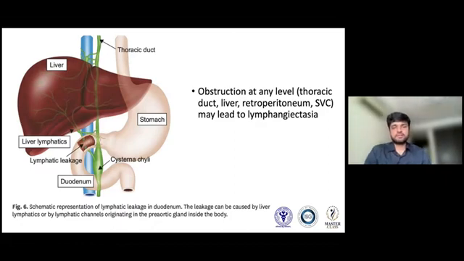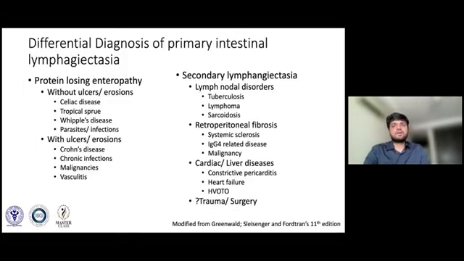So further, when we talk about secondary lymphangiectasia, obstruction at any level in the lymphatic pathway can lead to lymphangiectasia. Dr. Deva will be talking a bit more in detail about this in his slides. So again, primary intestinal lymphangiectasia is believed to be a rare disorder, and a large number of disorders can present with one of the key manifestations, either protein losing enteropathy or secondary lymphangiectasia. The protein losing enteropathy may be without ulcers or with ulcers, and there's a wide list of differentials there. And secondary lymphangiectasia may occur due to obstruction anywhere along the pathway, which may include lymph nodal disorders, retroperitoneal fibrosis, cardiac or liver diseases, and rarely trauma or surgery.